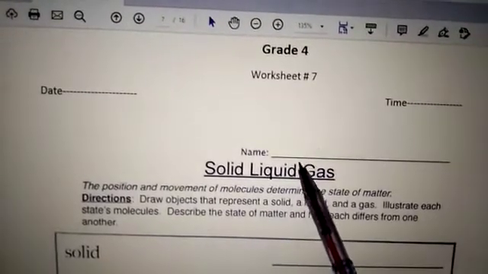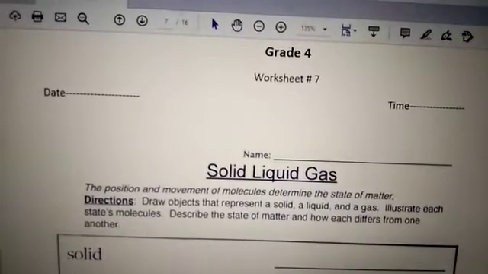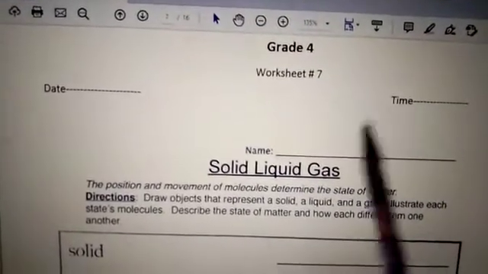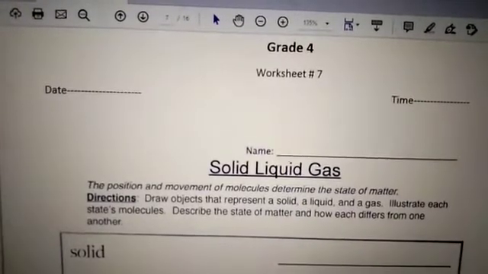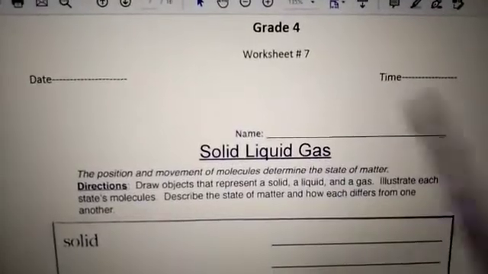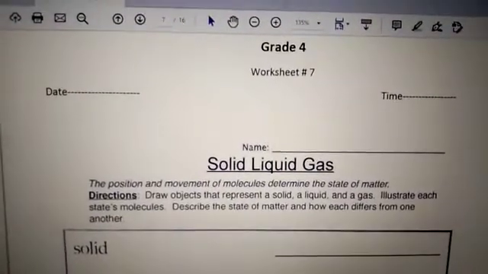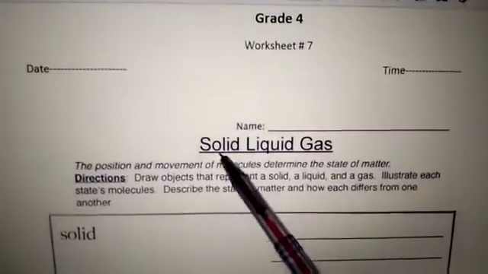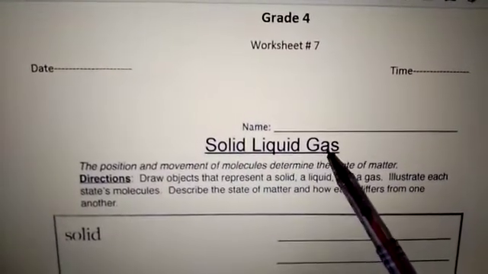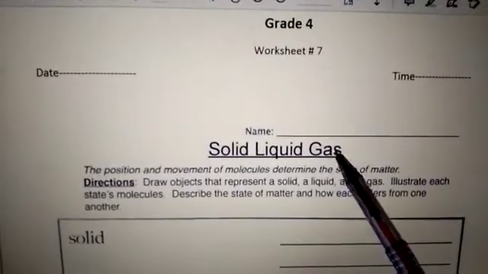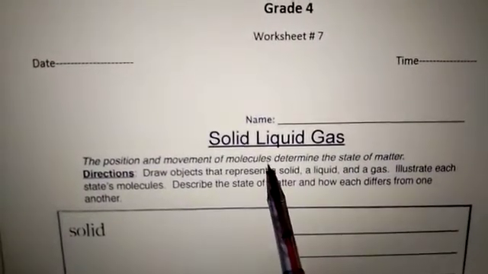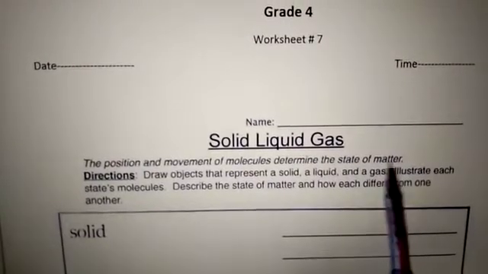Scientists call this matter. Matter takes up space and has weight. Matter can exist in three forms: solid, liquid, gas. Like the wood is an example of solid, your tears are an example of liquid, and the air is a gas. The position and movement of molecules determine the state of matter.